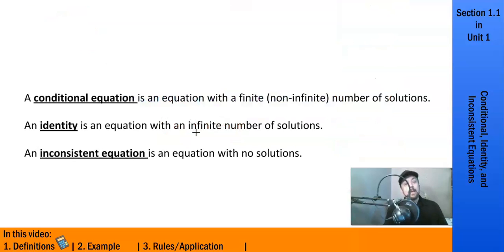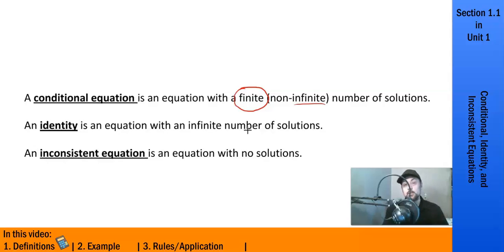A conditional equation is an equation with a finite number of solutions. Most people have encountered the word infinite or infinity, and they're familiar with that term and they know how to say it. But I'm often surprised that many students have not encountered the opposite of that word, which is pronounced finite, which just means not infinite. So getting one solution that's not infinite, that makes it a conditional equation.